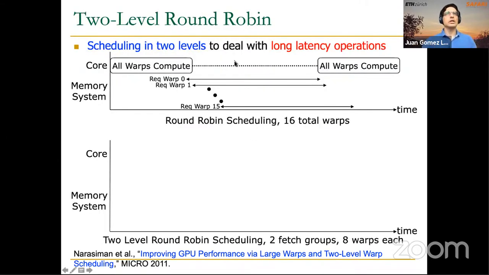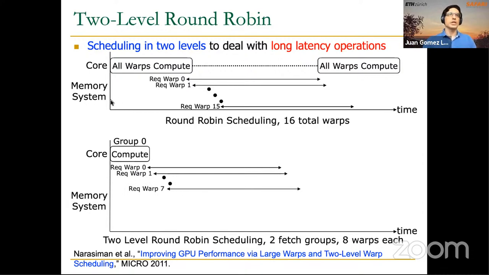And now let's take a look at how to mitigate long latency operations. Recall from two slides ago that the problem is the fact that we have to go to the global memory. This takes a long latency. At some point, all warps need to go to the global memory in order to be able to continue computing. Here, the idea is to perform what is called two-level round-robin scheduling, where we divide the warps into groups of warps, and we first schedule all warps from one group, then we schedule all warps from another group.